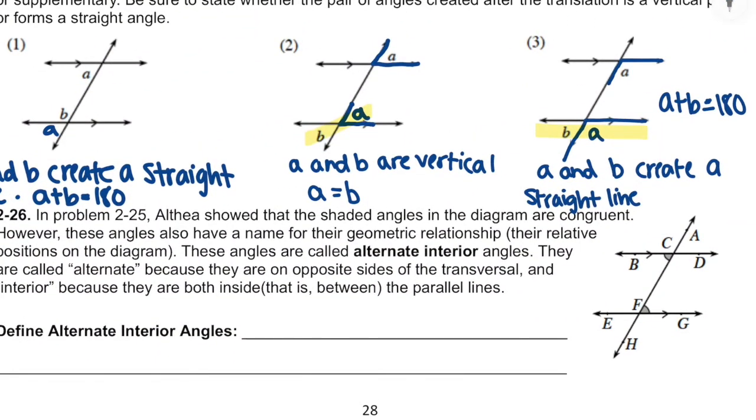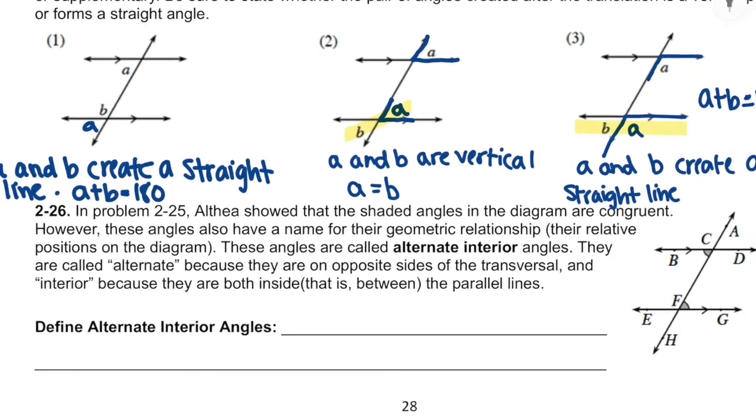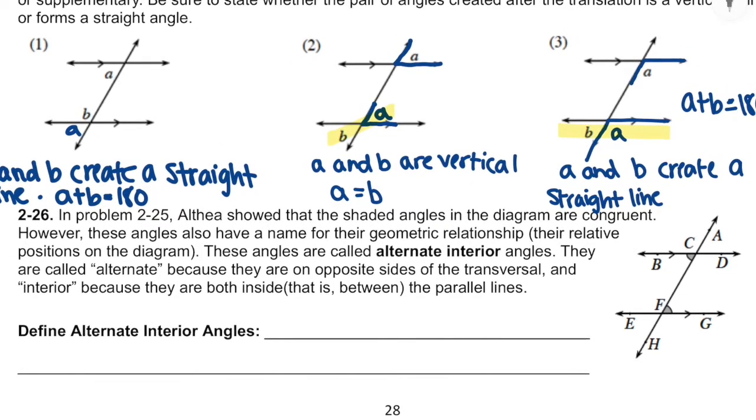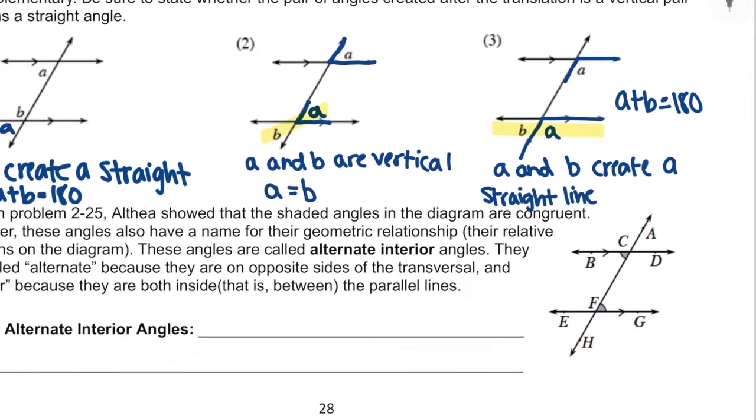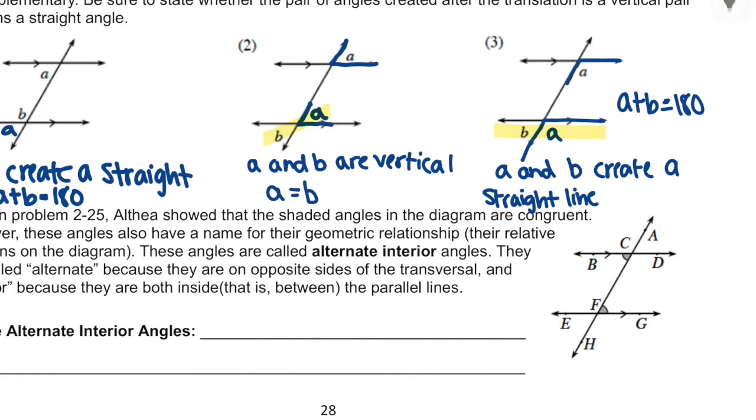So these angles are called alternate interior angles. They are called alternate because they are on opposite sides of the transversal, and interior because they are both inside, that is in between the parallel lines. So let's talk about that real quick.